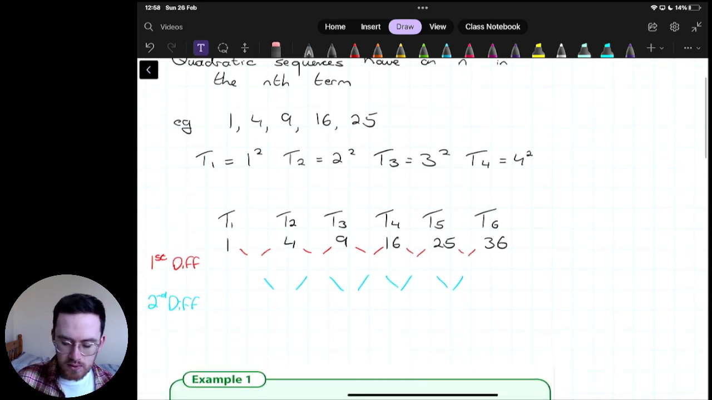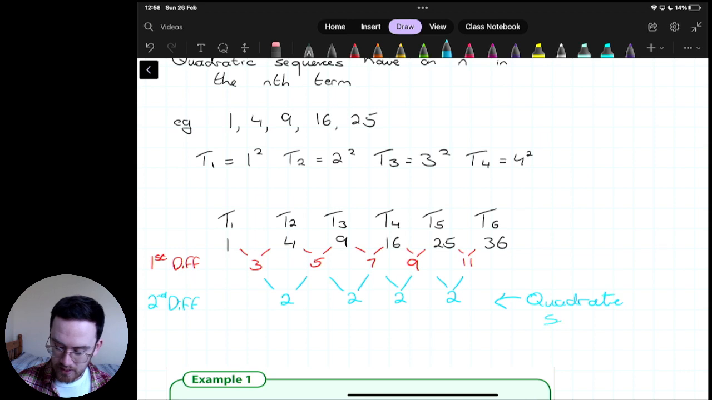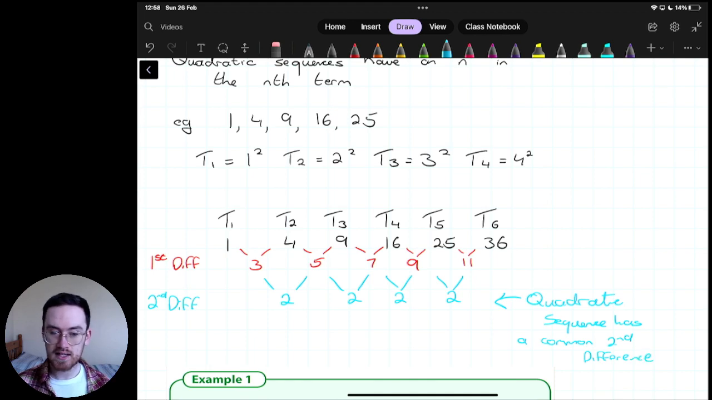And if we look at the difference between those, the first difference, 3, 5, 7, 9, 11. Looking at the second difference then, the second difference is the difference between the differences. The difference between each of the first difference terms is just 2. So we have a common second difference, and that is a key point of a quadratic sequence. A quadratic sequence has a common second difference. So we look at the second difference to see whether it's a quadratic sequence.